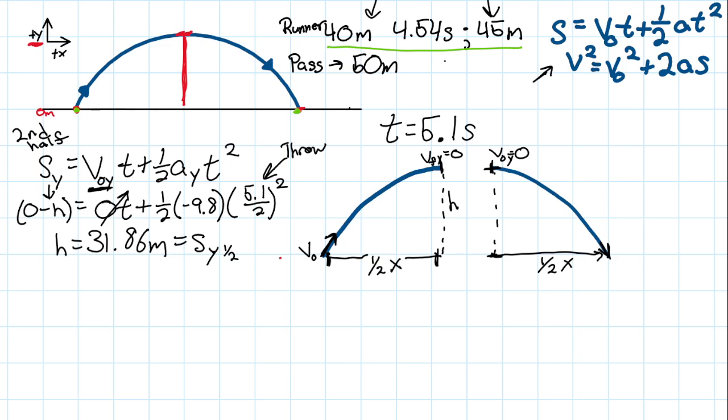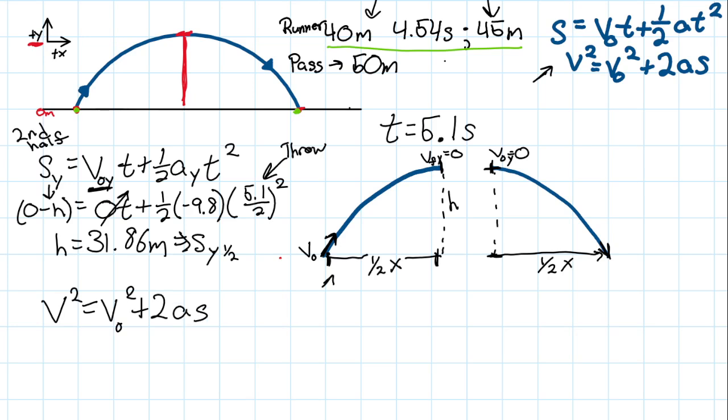Either half, that's going to be the SY. You'll either get negative 31.86 or positive 31.86, depending on which half you're doing. So, okay, once he got the height, he then went back into the first half and used that to say V squared equals V naught squared plus 2AS.